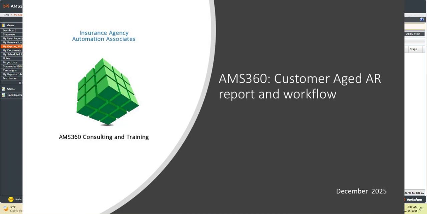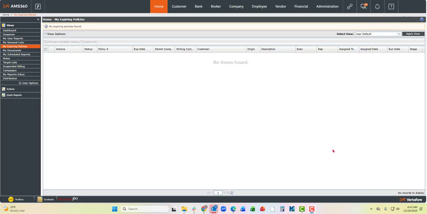Today we're going to talk about a report called a Customer Aged AR report. And what a Customer Aged AR, or Accounts Receivable report, will show you for agency bill items are the amounts that are unpaid or open invoices. Now there's a couple other things it'll show you, but that's what we're going to talk about today.